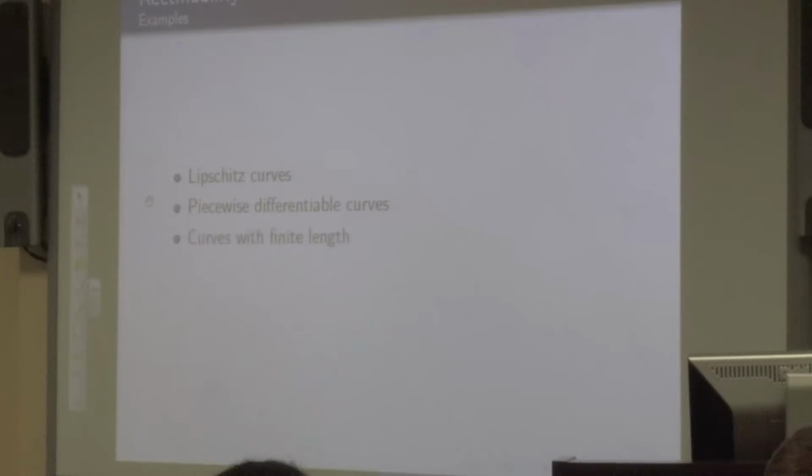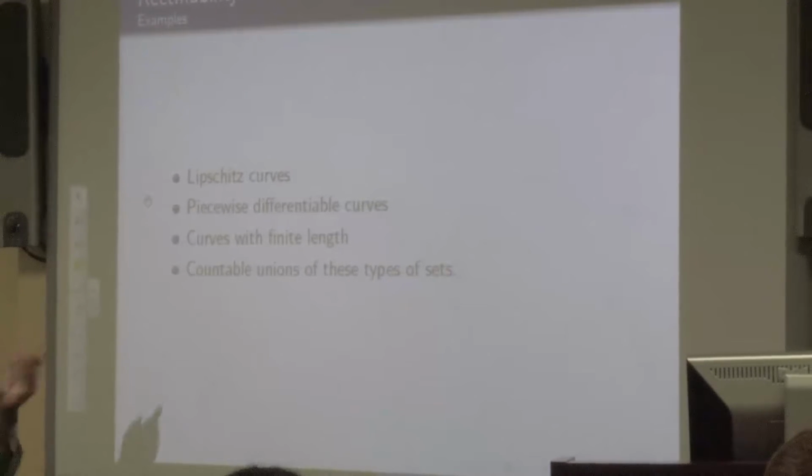Oh, curves with finite length. This is not the most obvious thing, but any continuous curve with finite length is actually rectifiable. You can define a derivative almost everywhere for a curve with finite length, and therefore it is rectifiable. And then countable unions of these types of sets. You take some sets, put a bunch of them on the plane, and that's rectifiable.